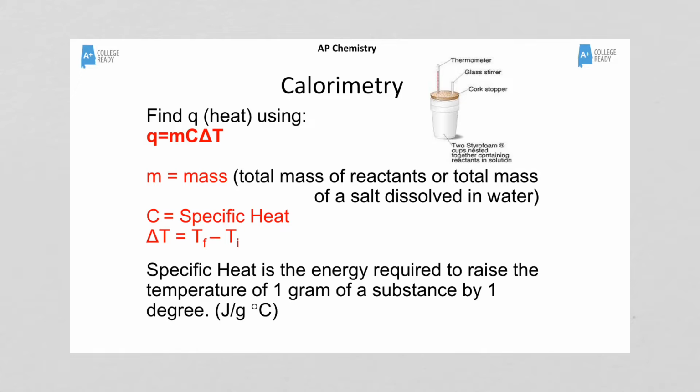Specific heat, typically it's of water. This would be given, 4.184. And delta T is final minus initial. So make sure you subtract in that order. It actually does matter.